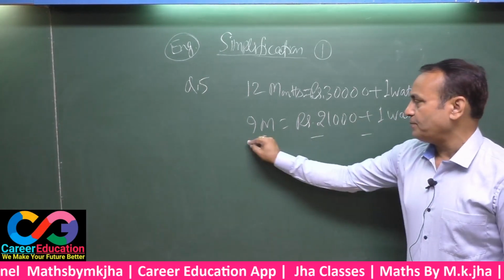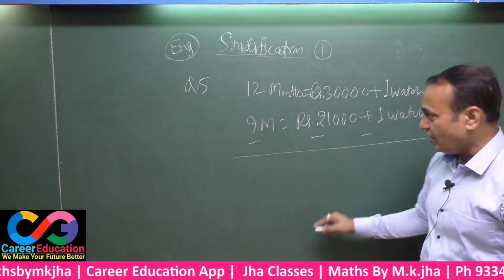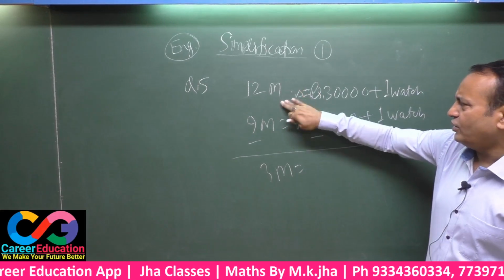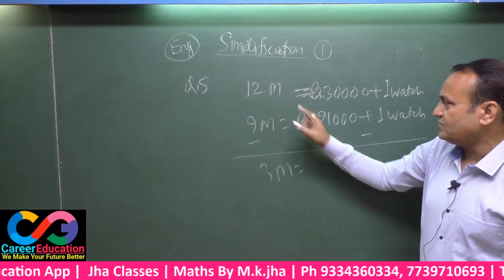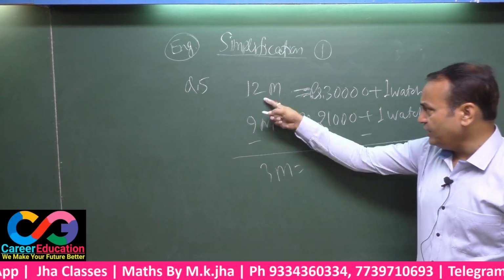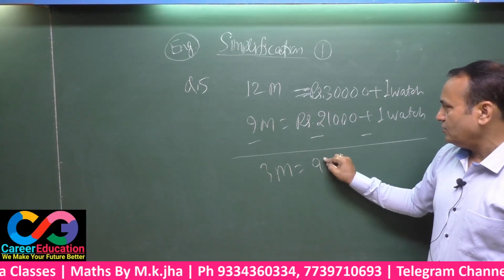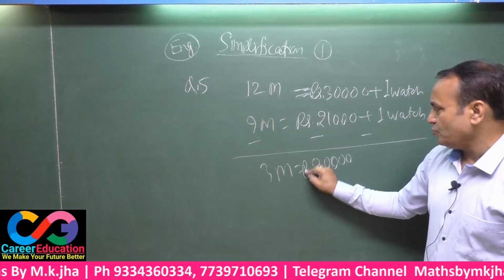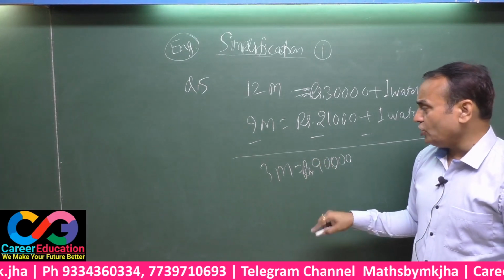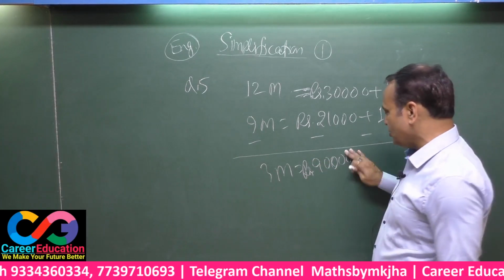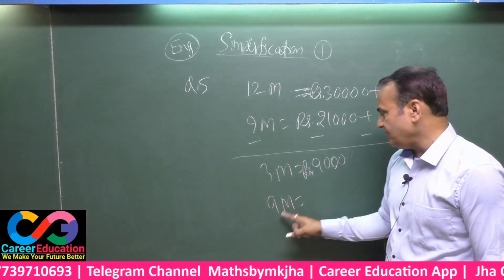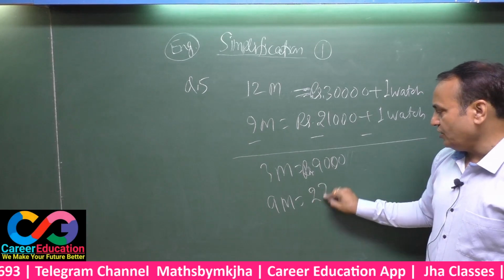That means you have to subtract equation 2 from equation 1. That is 3 months equals, you can write only M, capital M, months. That means 3 months equals 9,000 only. This is rupees 9,000. That means for 3 months rupees 9,000 is to be paid. For 9 months, 3 threes are 9. That means 9 months is 27,000.